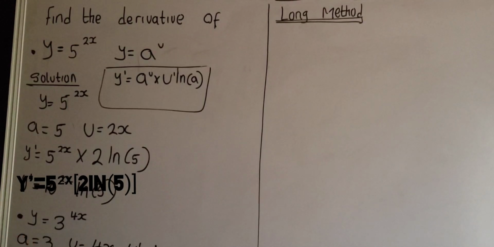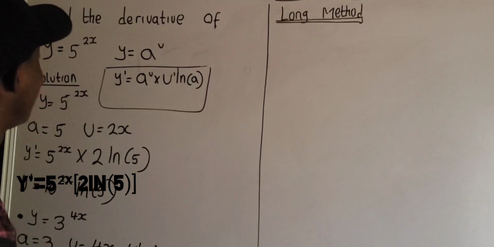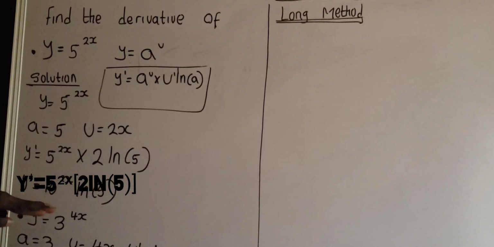However, I want to teach you another method, which is the long method. That long method is just like the method that we used in our previous class, whereby we take the natural log of both sides of the function. Okay, I will show you now. Let's check. Maybe you are going to get the same answer if we use the long method.